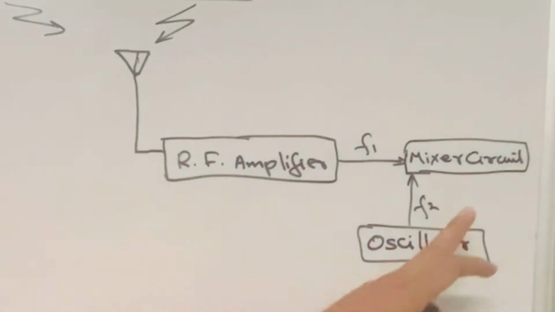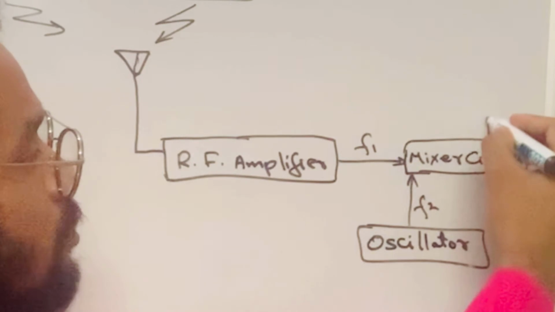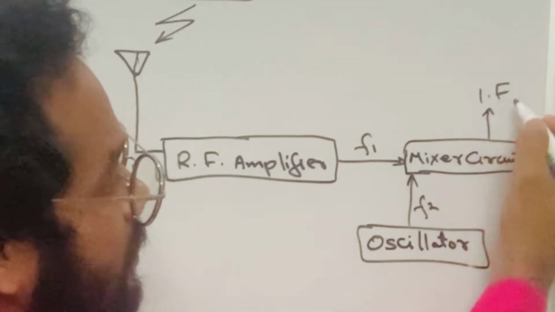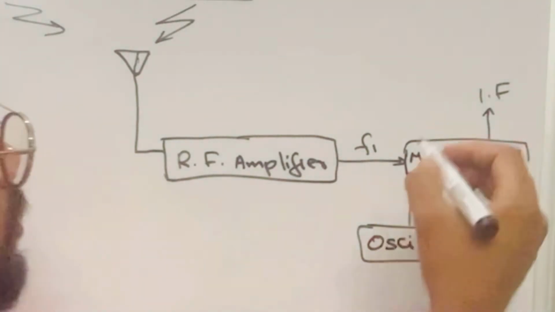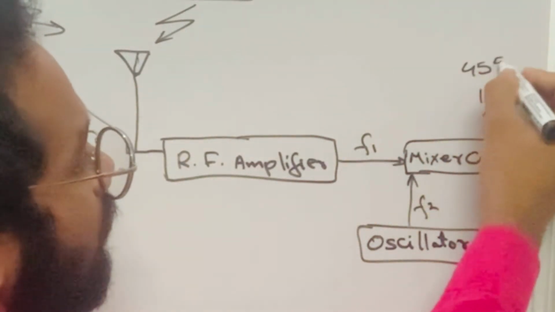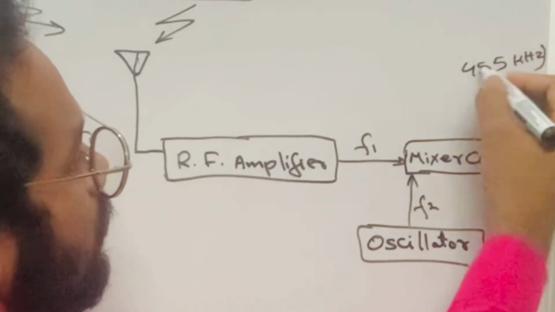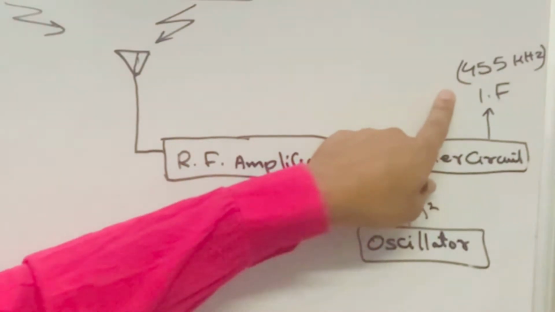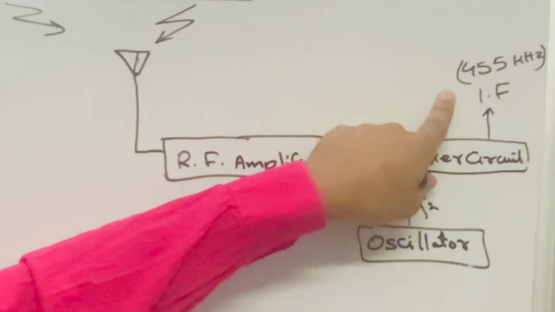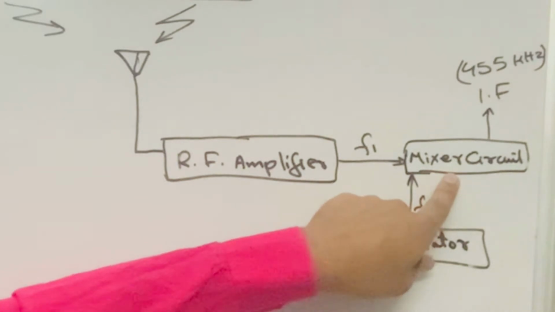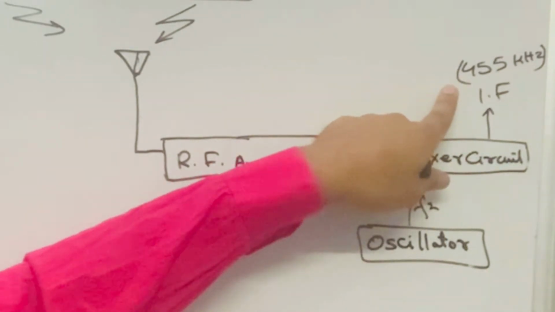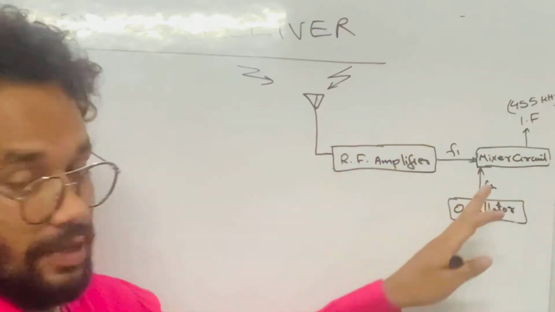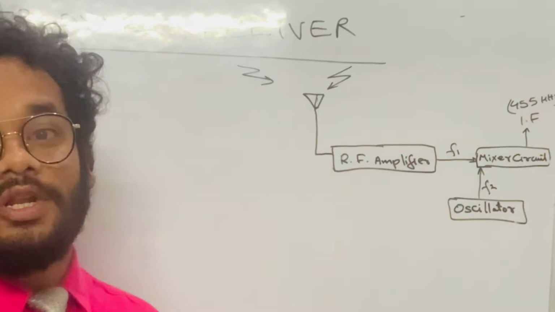Okay, now this mixer circuit, what does it do? It produces a frequency called the IF frequency, that is the intermediate frequency, which is 455 kilohertz. Okay friends, remember that this 455 kilohertz frequency is a fixed frequency. I mean to say, the mixer circuit will always produce 455 kilohertz and will not produce any frequency above or below 455 kilohertz. So this 455 kilohertz is a lower frequency.